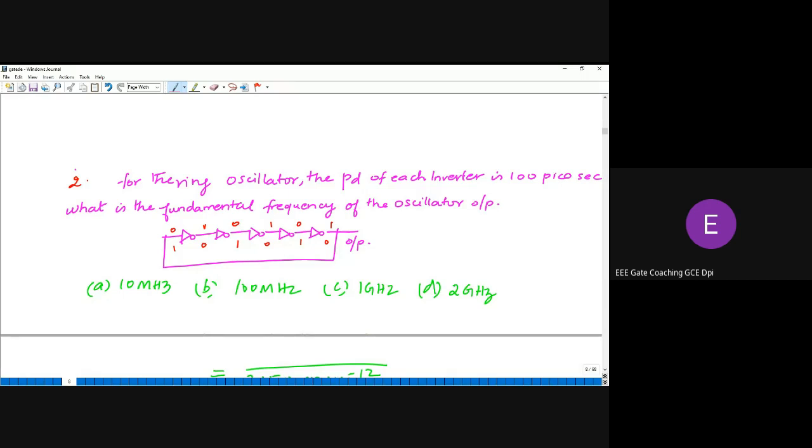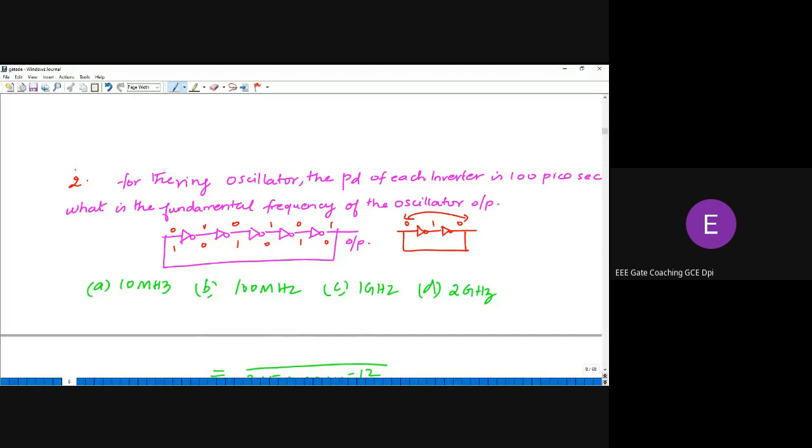If it is an even number of inverters, suppose the input is 0, the output is 1, 0. So these two are matching. So it is taking only one clock cycle, but here it is taking 2 clock cycles.